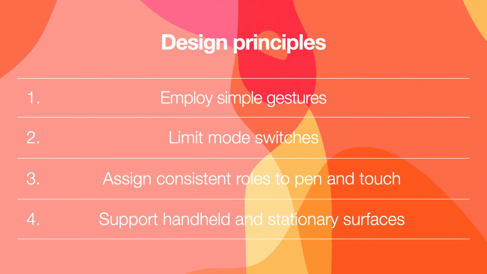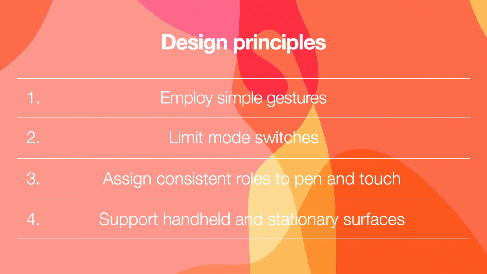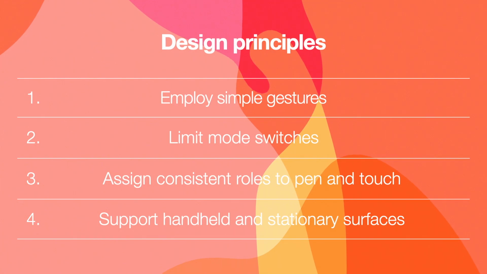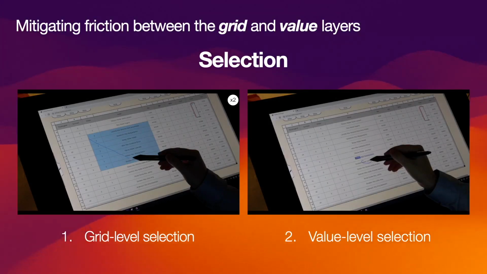We assigned consistent roles to pen and touch for a richer model. And finally, we were careful that our model is compatible with both mobile and stationary tablets, so that users don't have to learn a new model when switching from one to the other. To mitigate friction between the grid and value layers, we first tackled the selection issue.